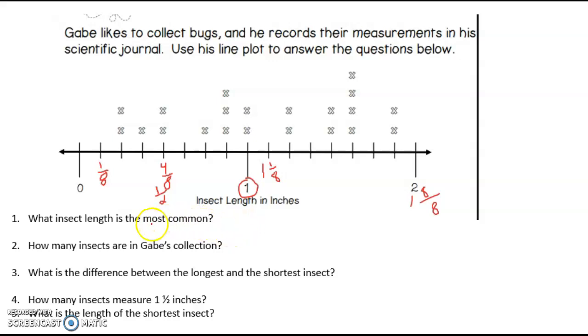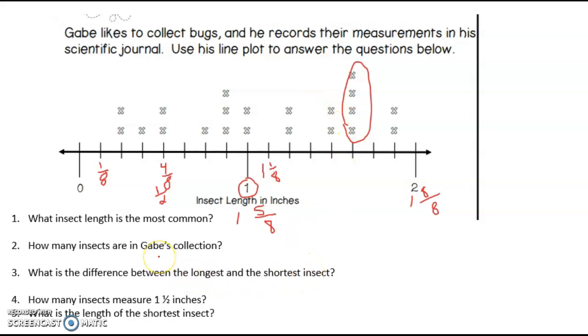Okay, what insect length is the most common? We're just looking for the one with the most X's. There's nothing underneath of it. We did just count it off, so let's just count it off again. 1 and 1/8, 1 and 2/8, 1 and 3/8. I'm pausing because I'm wanting you to say it. 1 and 4/8, 1 and 5/8. 1 and 5/8 is the most common. Most common means it has the most X's above it. It happened the most. 4 insects measured 1 and 5/8 inches.